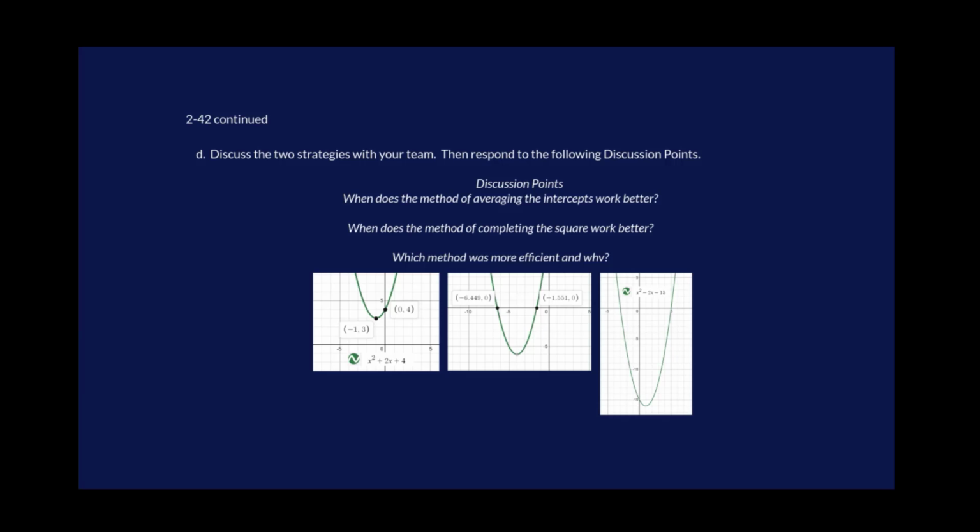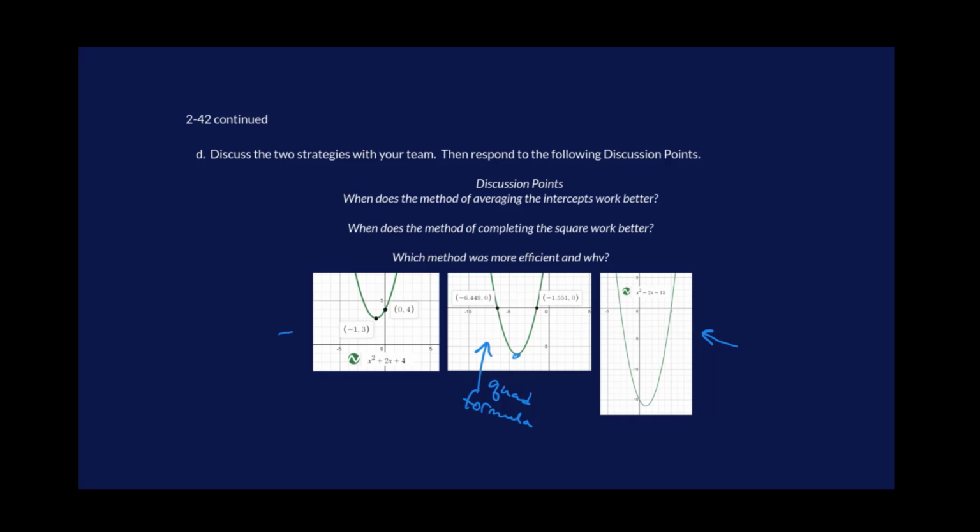All right. When does the method of averaging the intercepts work better? I think really when you have a graph similar to this one, because we have actual zeros there. Okay. We have -3 and we have 5. And so then you can average them. It makes it easier to work with. If you look at graphs like this one, it's going to take the quadratic formula to solve it. So if you're going to complete the square to find the vertex, that's going to be more efficient, I believe.